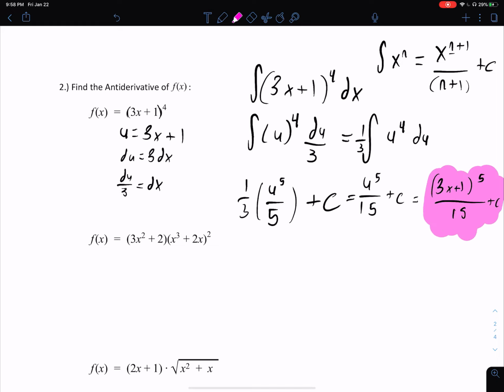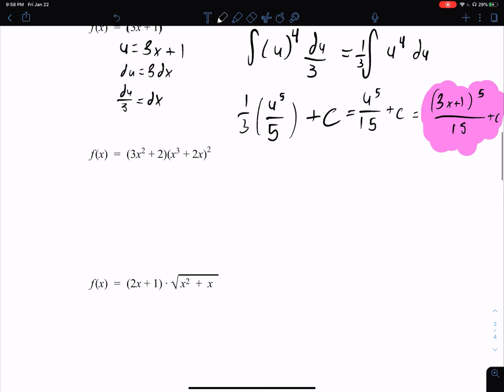There we go. That's the answer. Okay, now this one. If I want any antiderivative, you're just going to integrate that. Like I said before, you got to recognize this is the derivative of this. If you take the derivative of the inside of that, you get 3x squared plus 2. 3x squared plus 2. So make your u that.